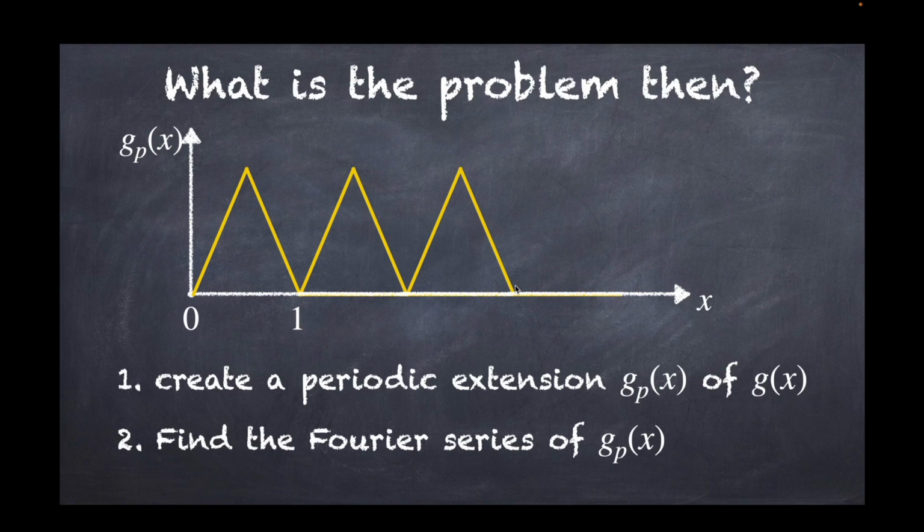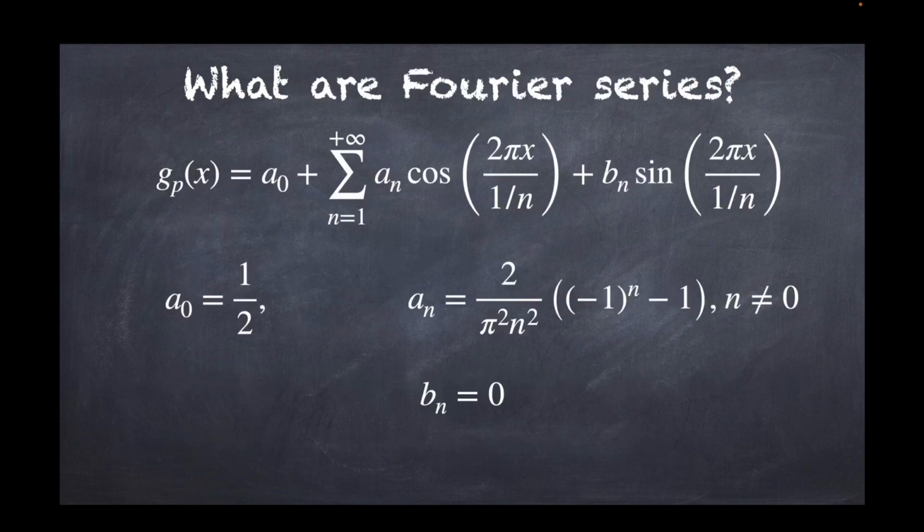Well, given this, you can calculate the corresponding values. So you will find that first of all the period is 1, so it's 1 over n instead of t over n, and you will find that a0 is a half, an has this somewhat complicated looking expression which is 2 over pi squared n squared times minus 1 to the n minus 1. That's for n different from 0, otherwise you're kind of in trouble here. And then bn is actually 0 in this particular case for all possible n values. So that's quite convenient, to be honest.